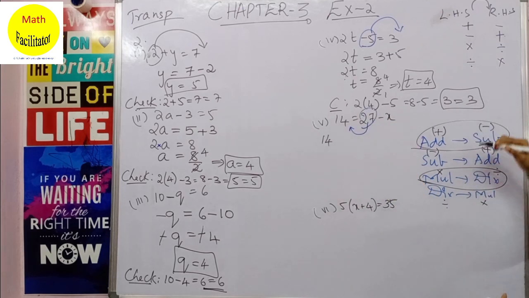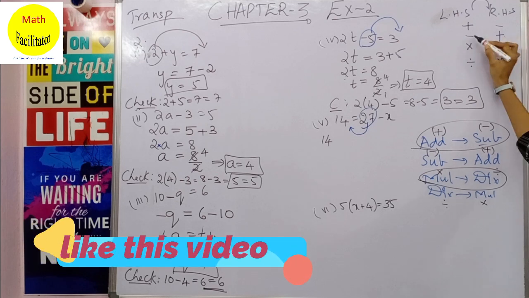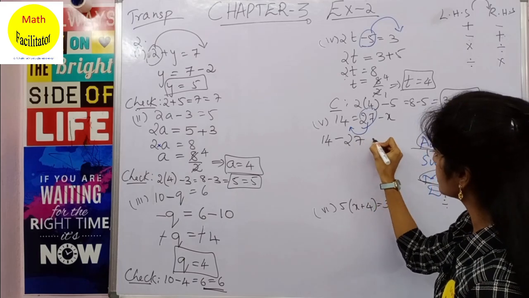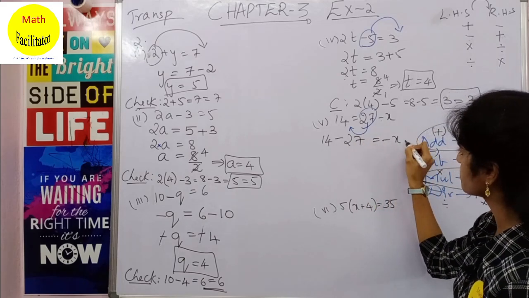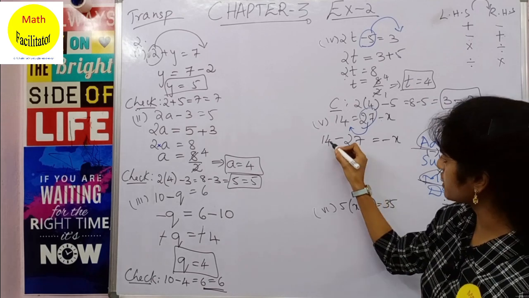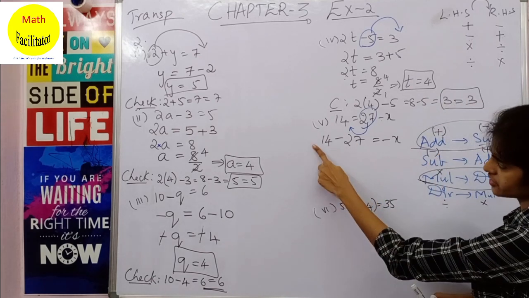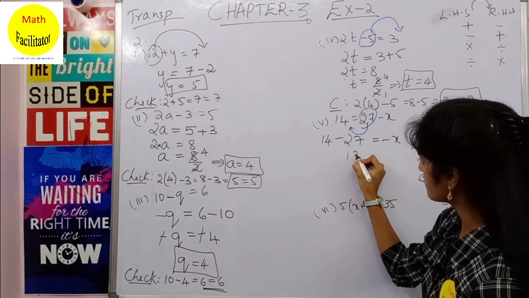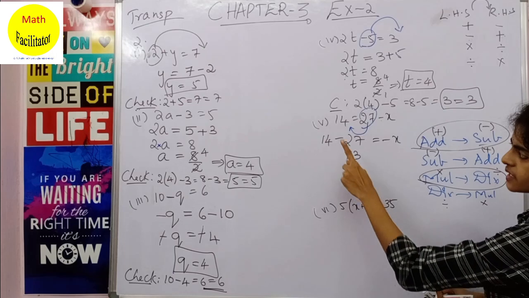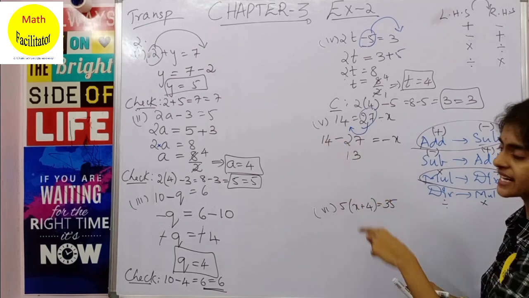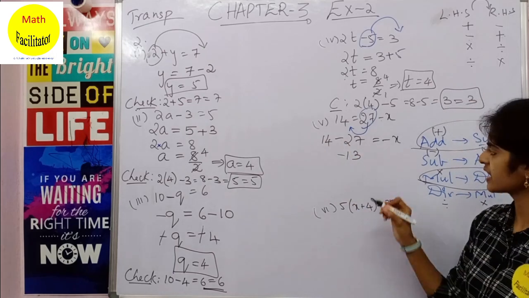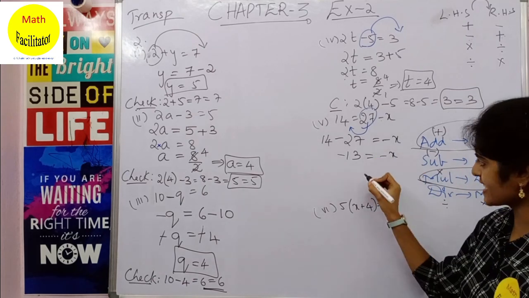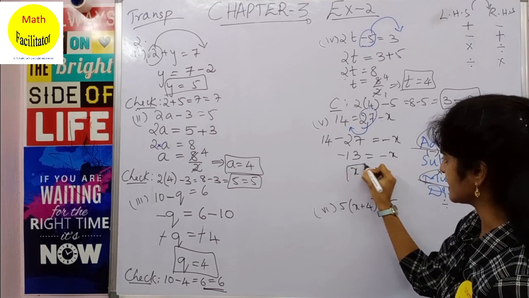Okay, so you want to send a plus quantity to LHS, so plus becomes minus. So it becomes minus 27 is equal to, here I have minus x. Clear? So 14 minus 27, you have a positive integer and a negative integer. So what do you do? You subtract. Subtracting 27 and 14, you get 13. But the bigger number has which sign? Minus sign. So it is minus 13 equal to minus x. Minus 13 equal to minus x. So what is x? x is nothing but 13.